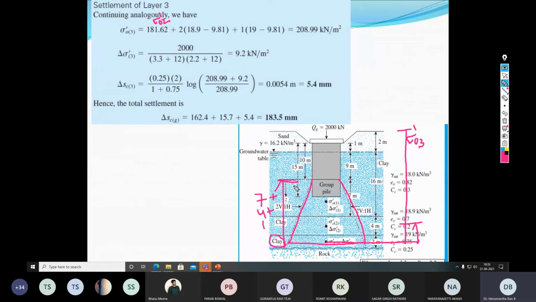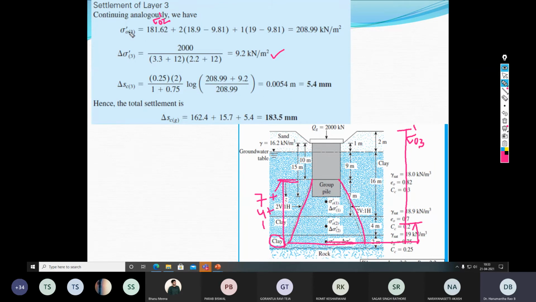So the distance up to the middle of the clay layer 3 from the pile footing is 12 meter. So LG is 3.3. So 3.3 plus 12 multiplied by BG plus 12, that is 2.2 plus 12. So what you get is 9.2 kilonewton per square meter.